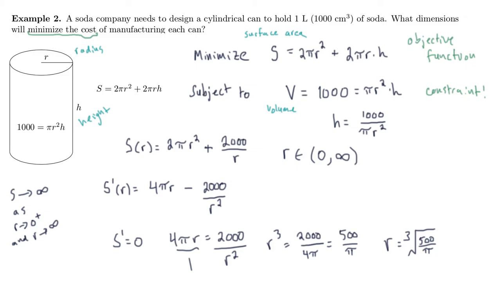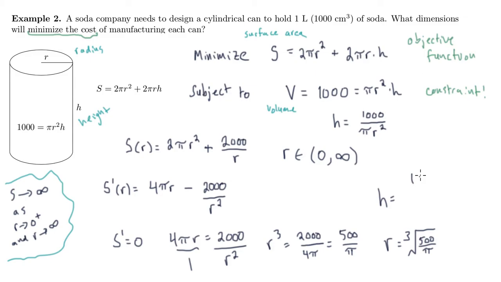So here's sort of my calculus justification for why this has to be where the minimum cost occurs, or the minimum surface area occurs, hence the minimum cost. And now I need my dimensions, so what is the height? Well, once I know the radius, I know the height.